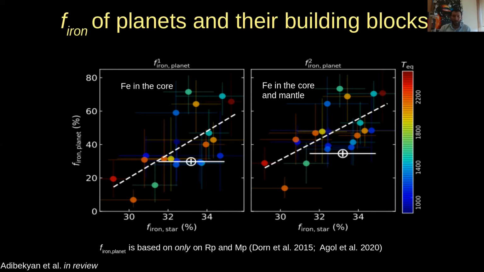Anyway, in both cases, we see that there is a very good correlation between the iron mass fraction of planets and their host stars.